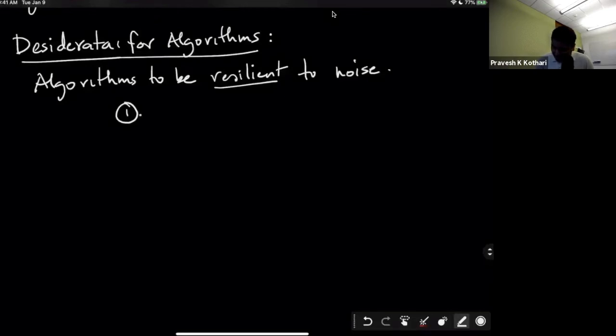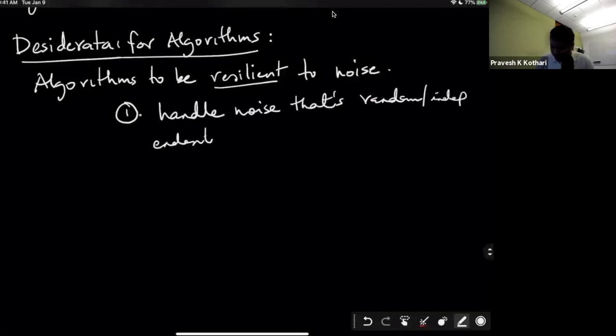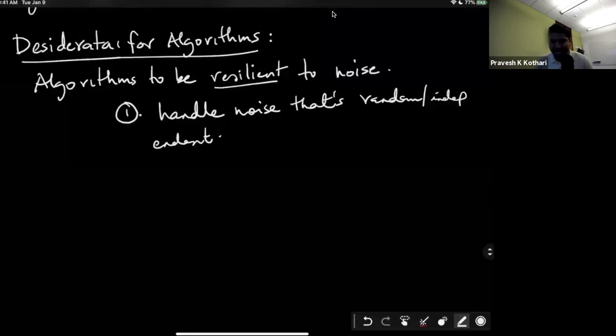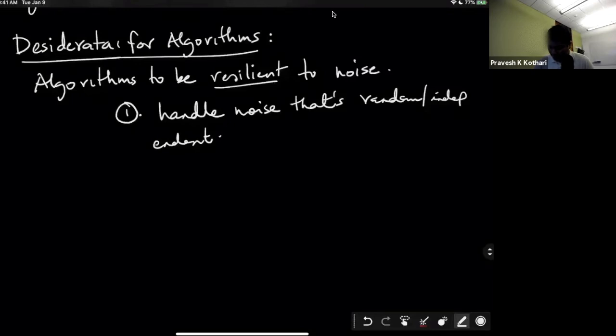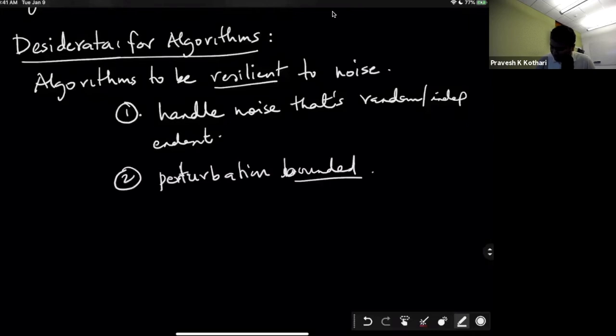So that can be thought of as handling noise that's random and independent. Usually the sampling noise in many generic situations can be assumed to be random and independent. So if I perturb every entry of the matrix by some independent random noise, let's say some tiny variance Gaussian, I should still be able to make my algorithm work in some nice, graceful sense. More generally, I would like to be able to handle perturbation noise, which is bounded in some appropriate norms.